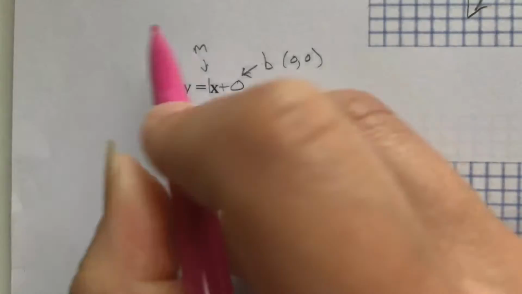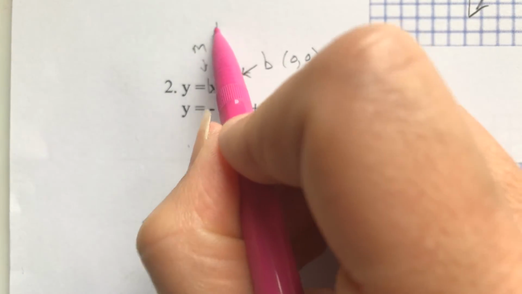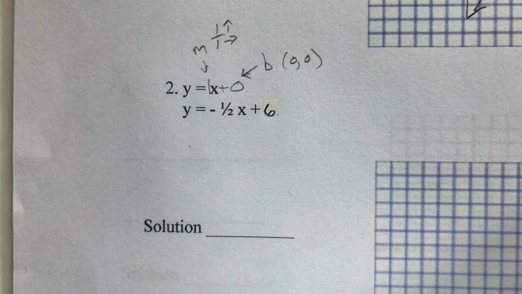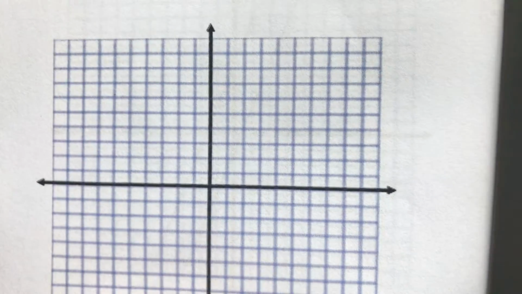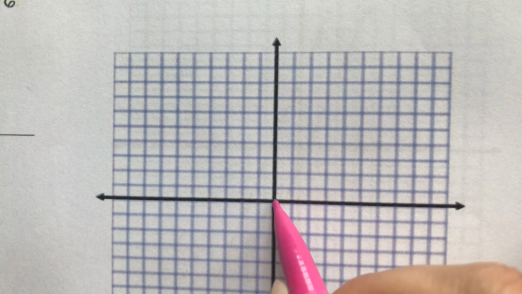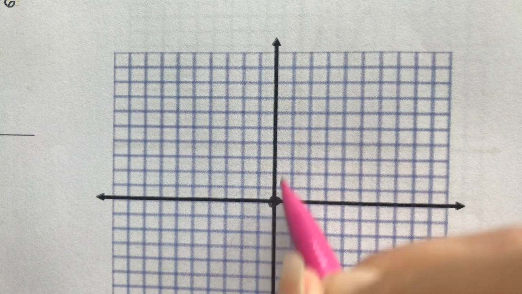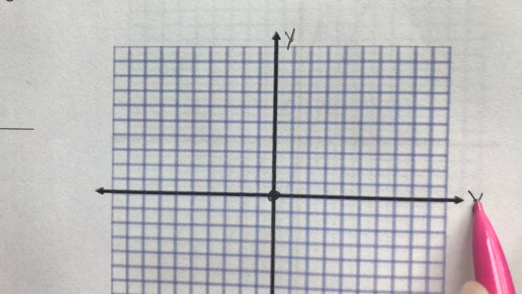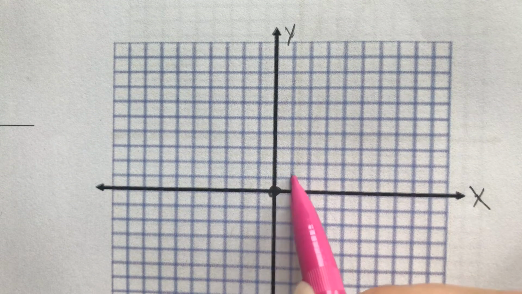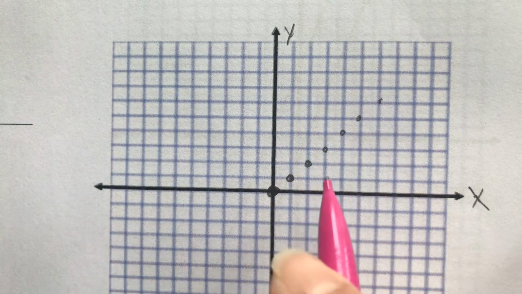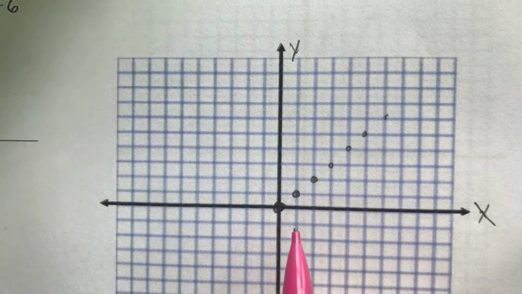And then we're going to move by going 1 over 1, so up 1, right 1. So here, begin at the origin. I'll label my y, my x. Up 1 over 1. So it's this diagonal cutting right through the center of our graph. You can make as many points as you want.